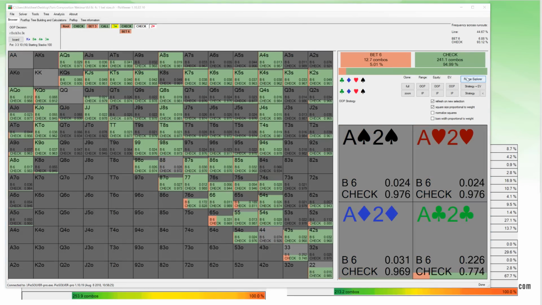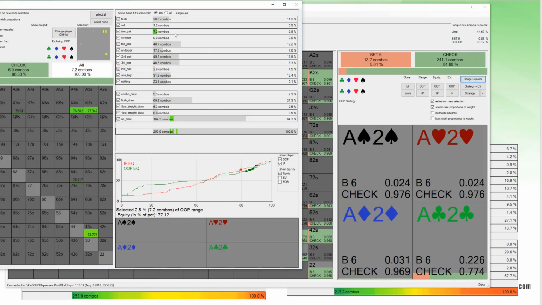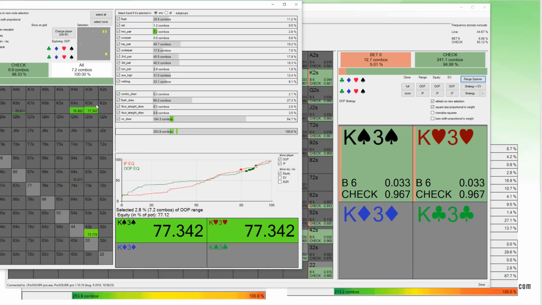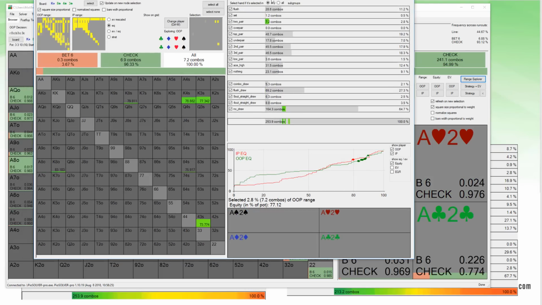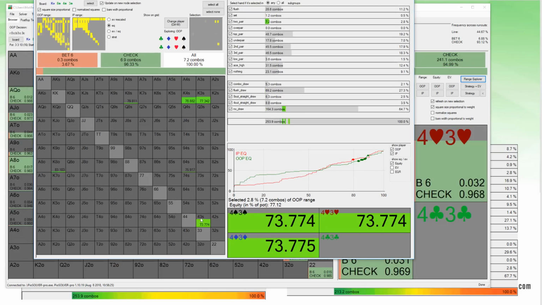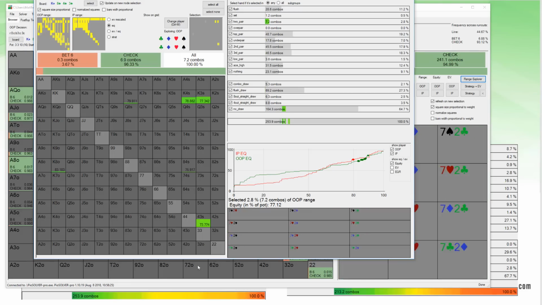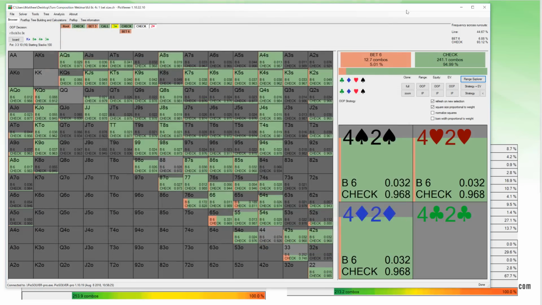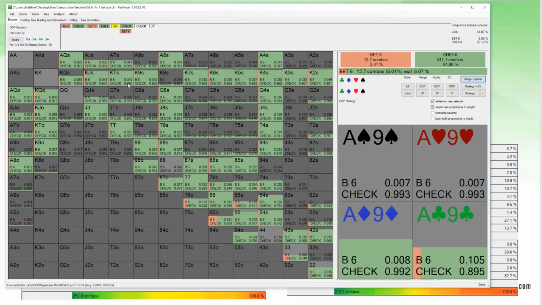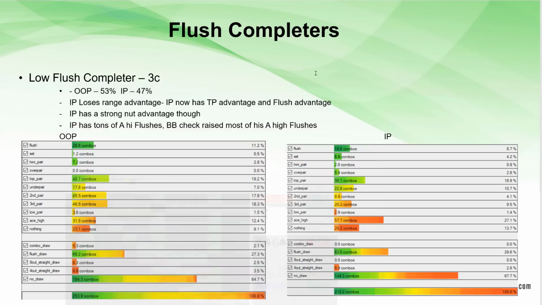Three of clubs, Range Explorer. There we go. So the only thing that the 3 changed was that out of position picked up some King 3 suited and some 4-3 suited two pairs. So that's the only thing that changed really on the 3. It's kind of a brick, but it just completes a lot of these flushes.